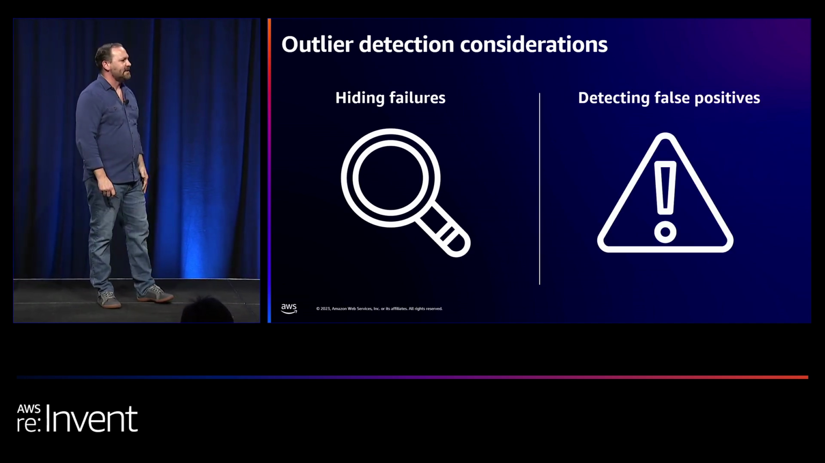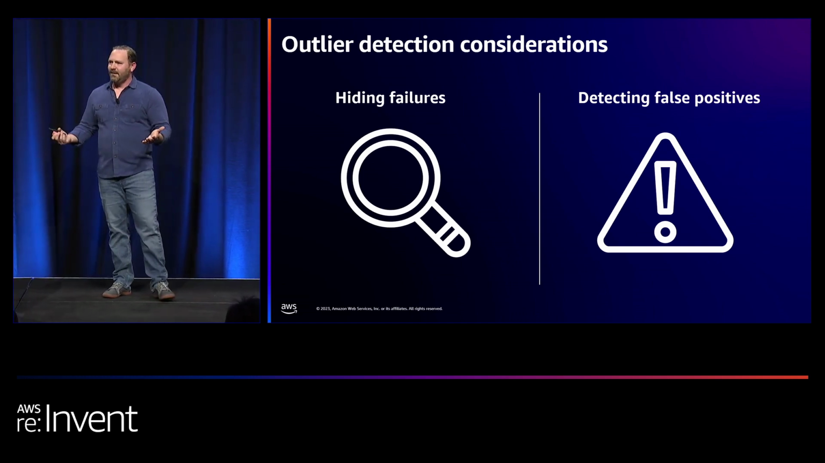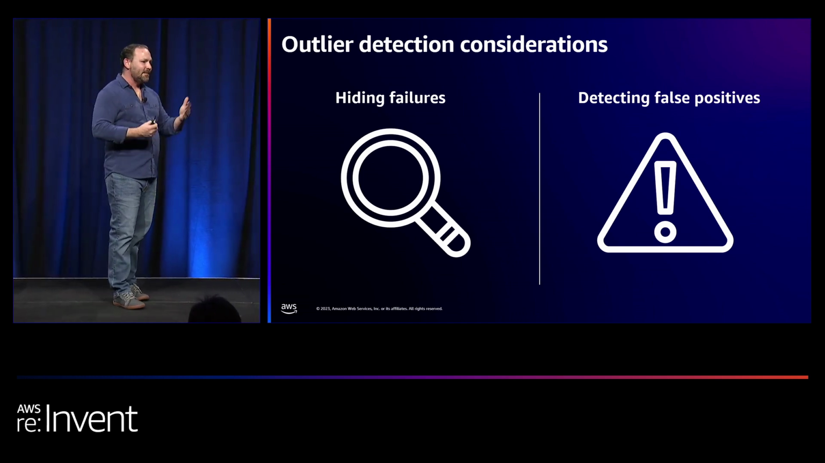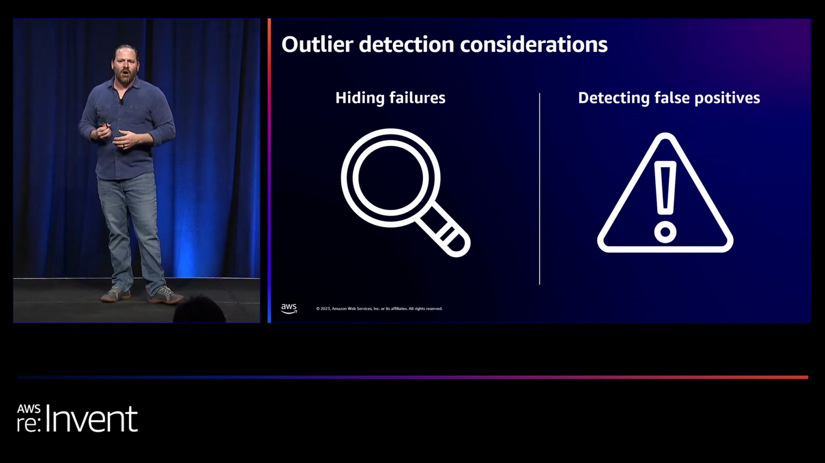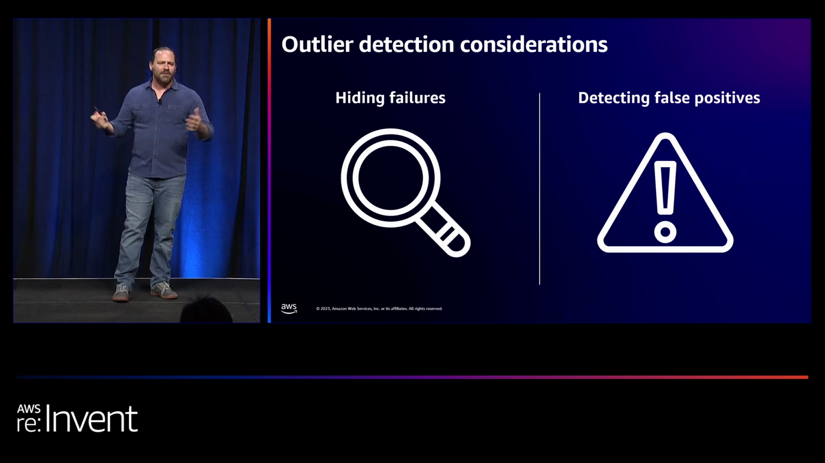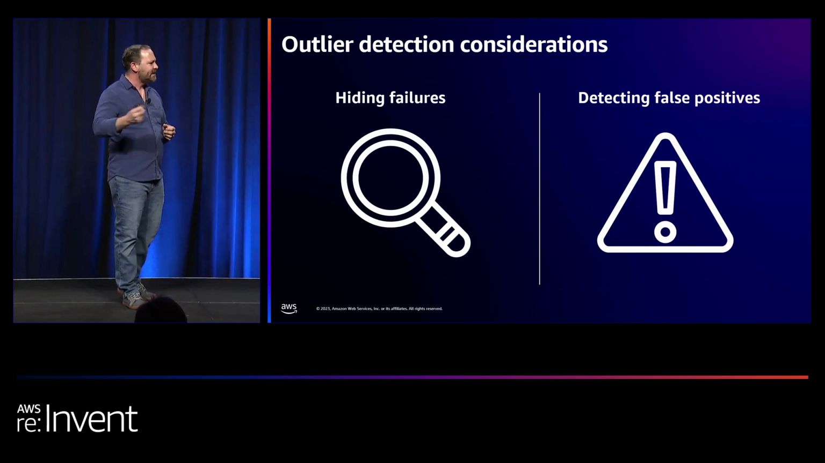The other risk is false positives. These outlier detection algorithms aren't perfect, and so it may be possible that they detect something that really wasn't a gray failure. Now, in a single host consideration, probably not terrible if we have a false positive and terminate a host, but it's something to be aware of.